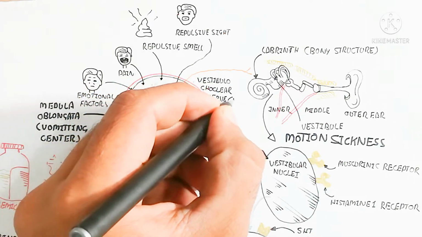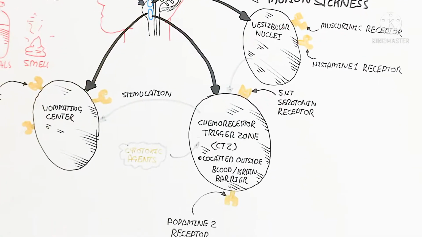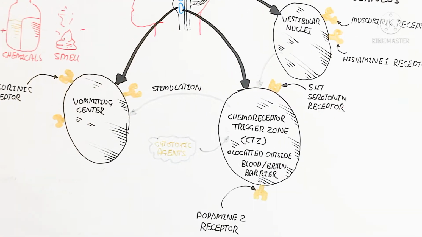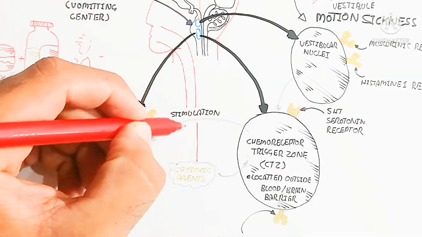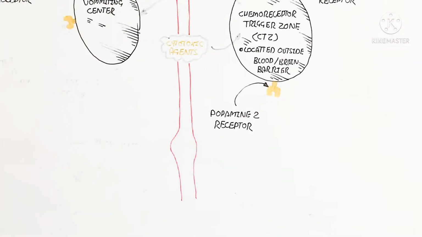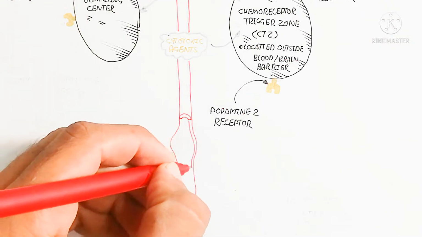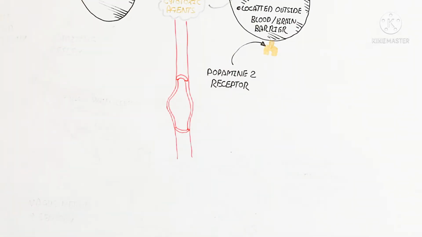First the chemoreceptor trigger zone will be stimulated. Here you can see the vestibular nuclei triggering the chemoreceptor trigger zone, and that CTZ will stimulate the vomiting center to produce the vomiting reflex. In this way the reflex will occur and vomiting will occur.